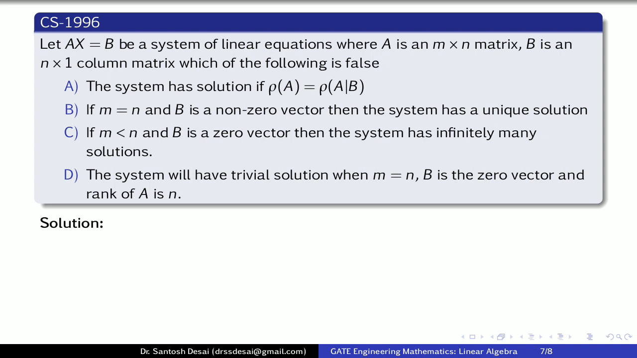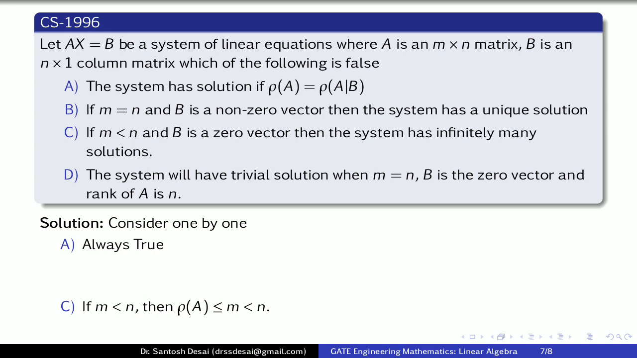So we have been given one system of equations Ax is equal to B, and consider option A. As we know, the system is consistent, that is it has a solution, if rank of A is equal to rank of AB. So option A is always true. Now let us consider option B. If m is equal to n and B is a non-zero vector, then the system has a unique solution. Now it is not possible to directly guess the answer, so we skip option B and go for option C. If m is less than n and B is zero vector, then the system has infinitely many solutions. So this is again very straightforward.